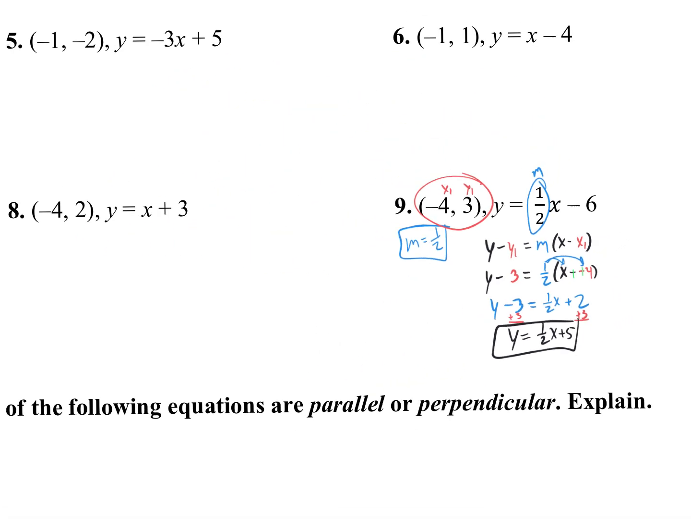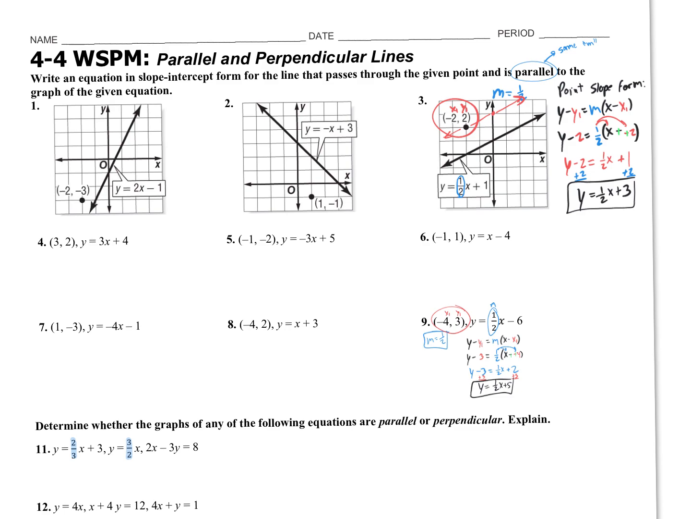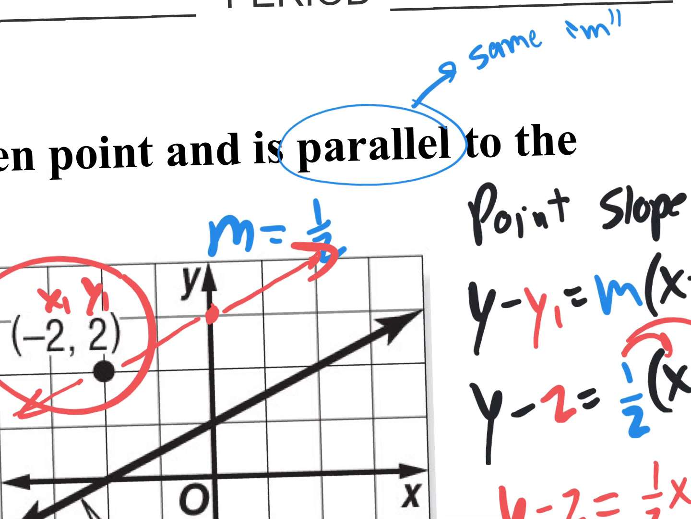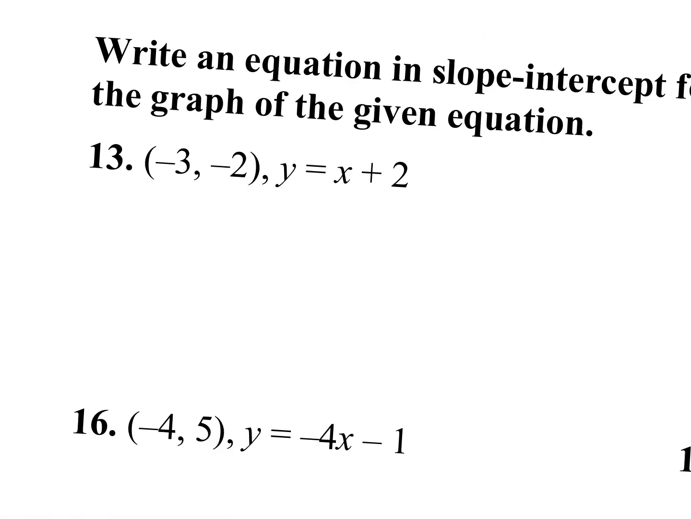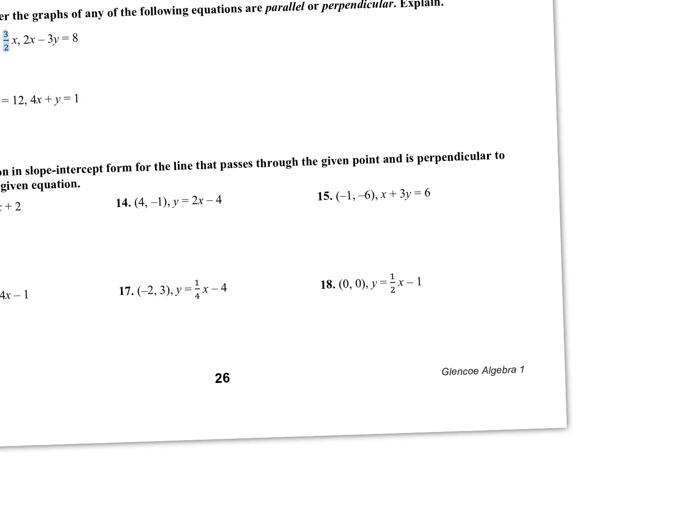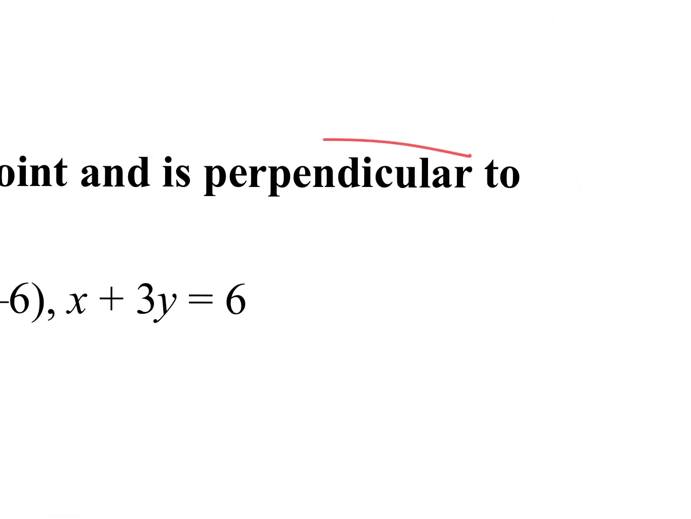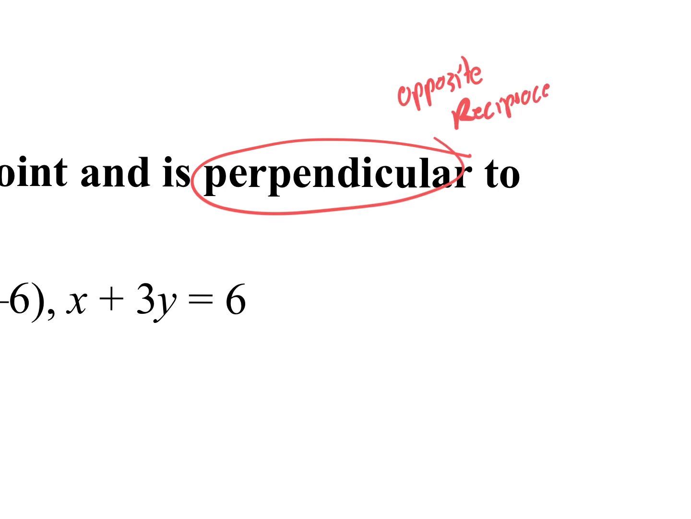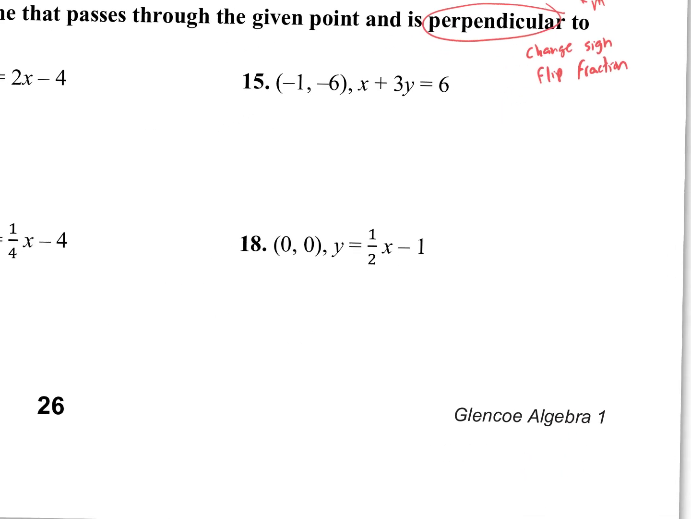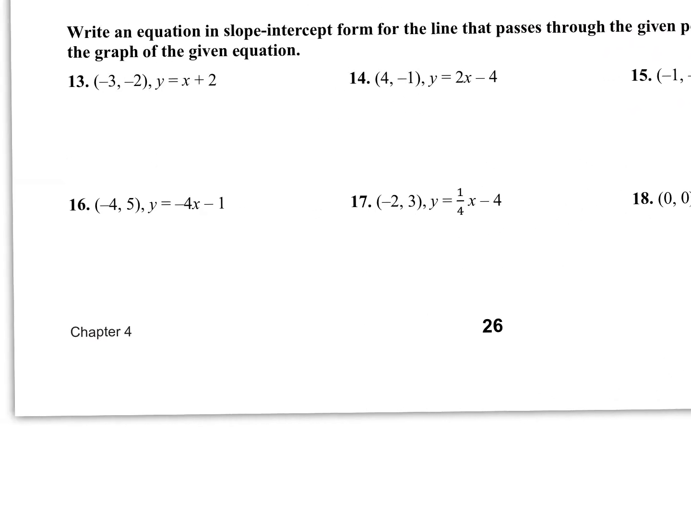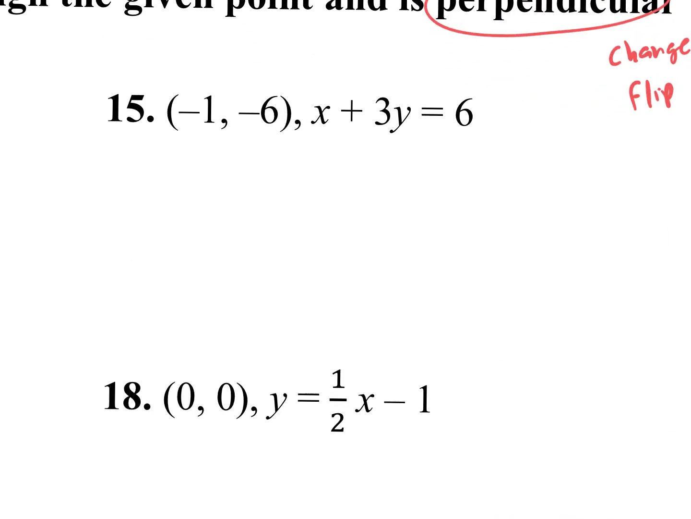And again, that's the whole first half of the worksheet, where they give you a point and your line is parallel to that one, which means it's the same slope. Down here on the second half of the worksheet, they give you a point and they tell you that your line is perpendicular. So what does that mean, perpendicular? You're going to have opposite reciprocal slopes. What does that mean? Change the sign and flip the fraction, okay? So they give you a point and they give you a slope indirectly.